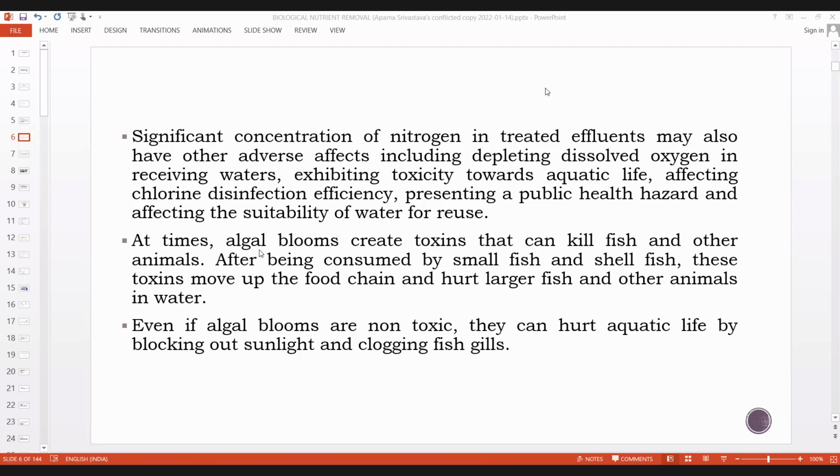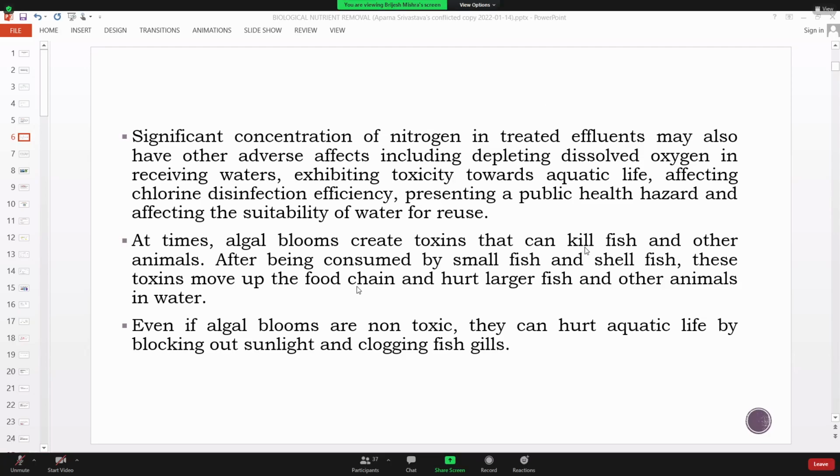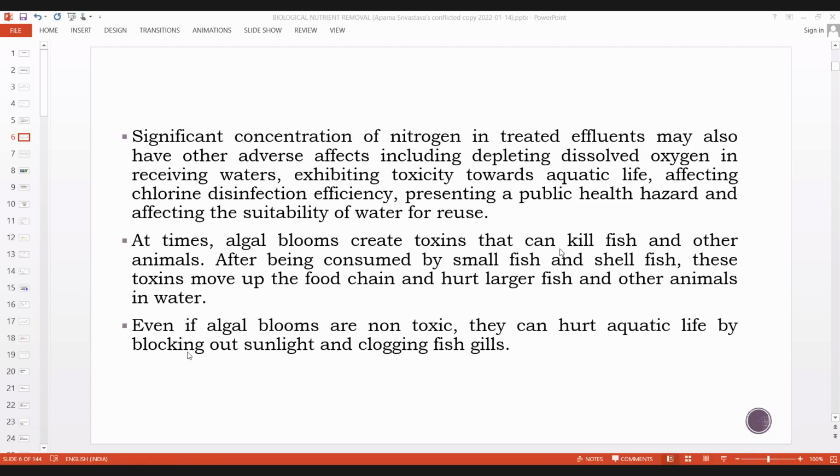At times algal blooms create toxins that can kill fish, because algal bloom is one of the problematic things. After being consumed by small fish and shellfish, these toxins move up the food chain. Now what will happen? The algal bloom that has toxins in it is eaten by the fish, and then we eat the fish, right? So again it is going to come into the food chain. Even if algal blooms are not toxic, they can hurt aquatic life by blocking sunlight and clogging fish gills.